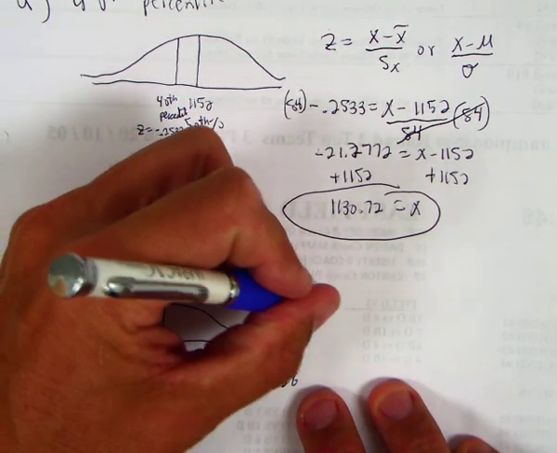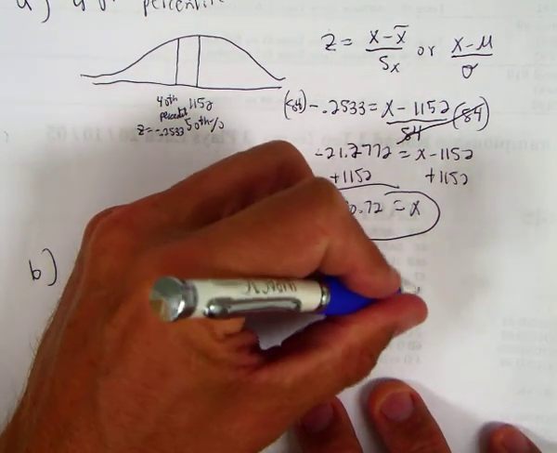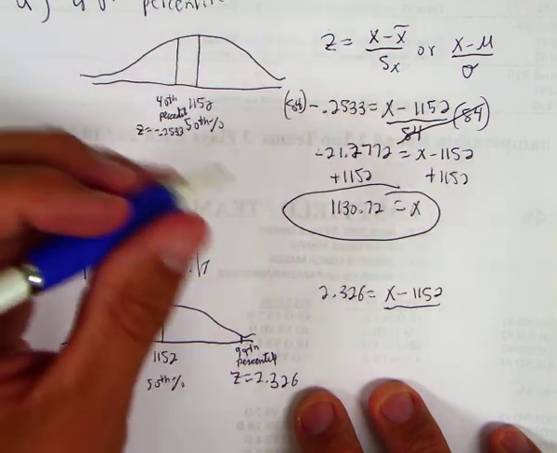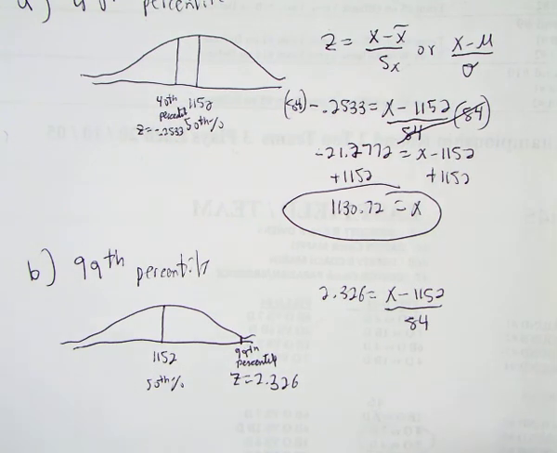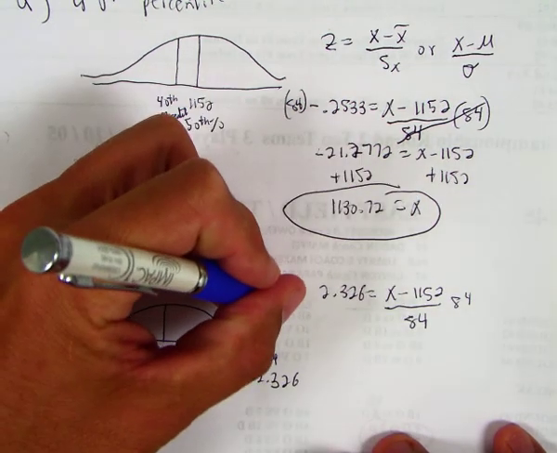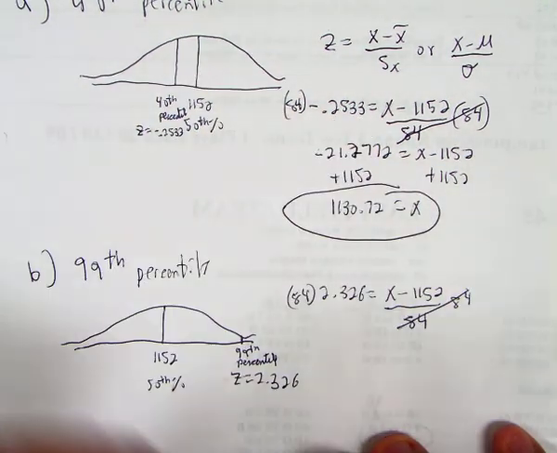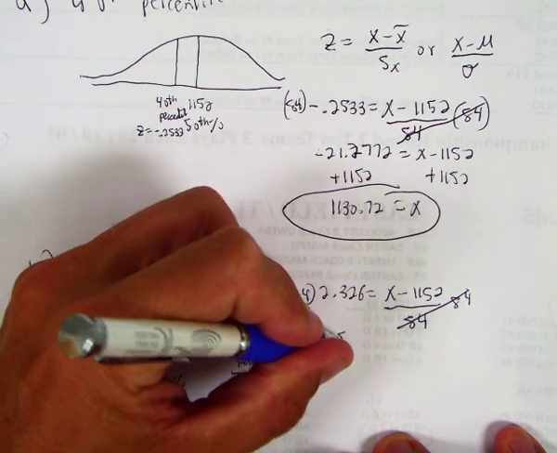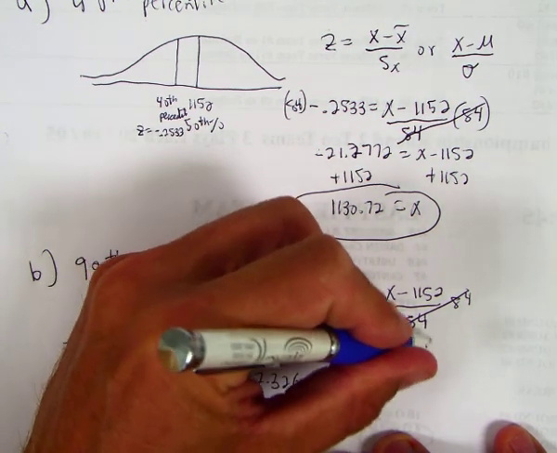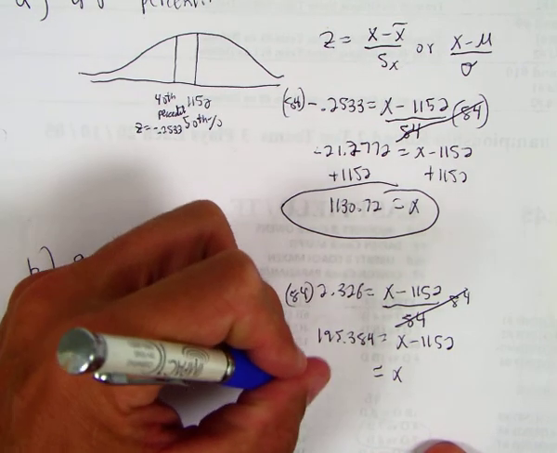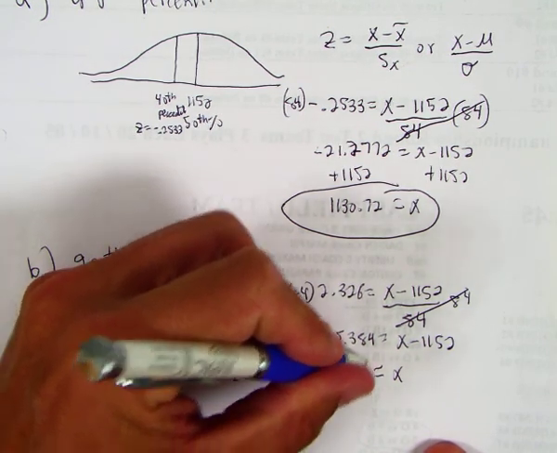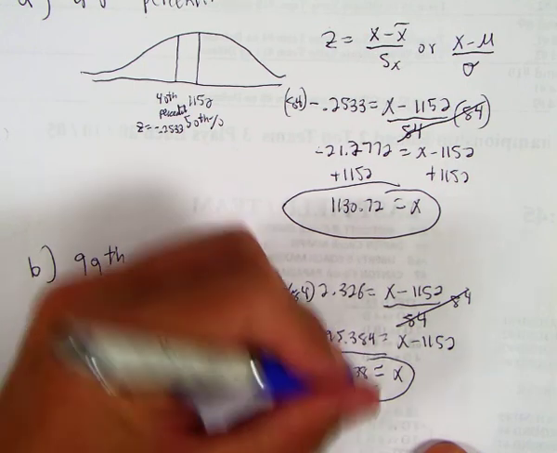So we're going to do 2.326 equals x minus 1152 over 84. So the first thing we're going to do is multiply both sides by 84. So we're going to do 84 here and 84 there. That crosses out. So we get 195.384 equals x minus 1152, and then we're going to add 1152 to both sides, and we get x is going to be about 1347.38 pounds. That should be pounds.